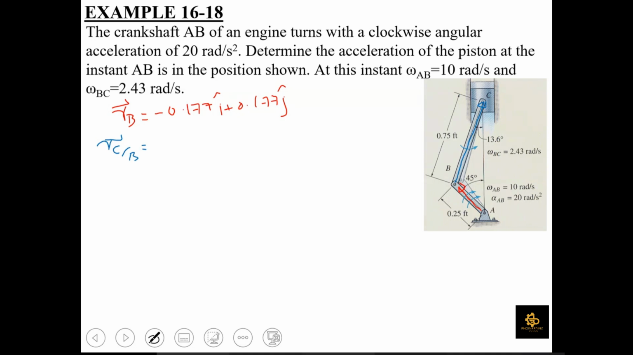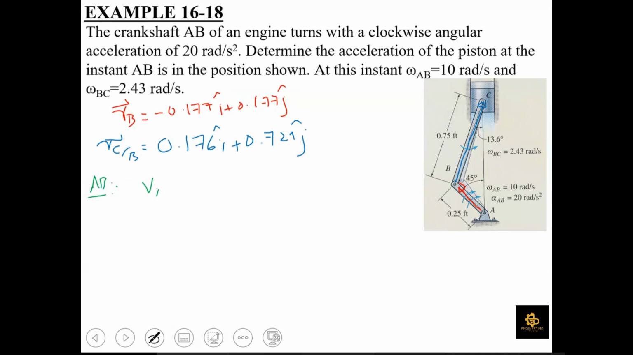So overall this RCB vector would become 0.176i plus 0.729j. Units fit in both vectors. Okay, so after applying the vector, from which link are we going to start our solution? Link AB. So we start with link AB, which is in pure rotation.